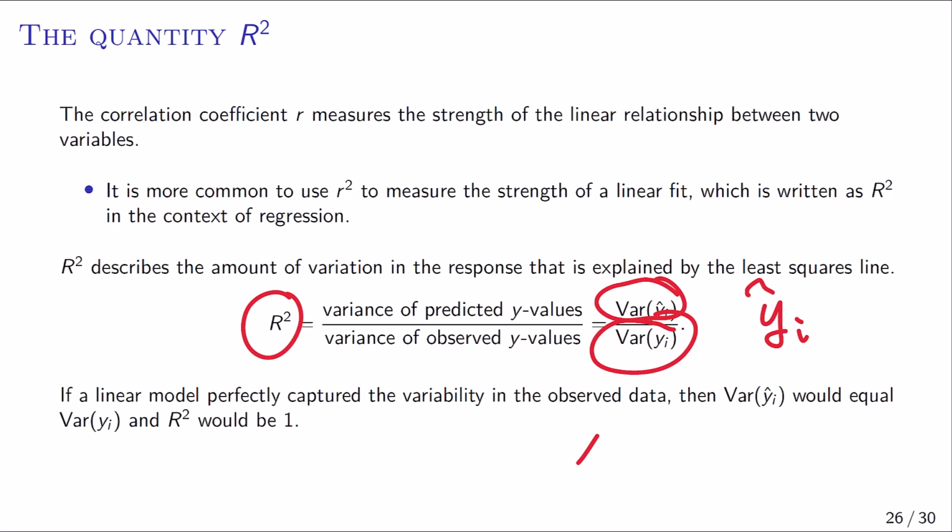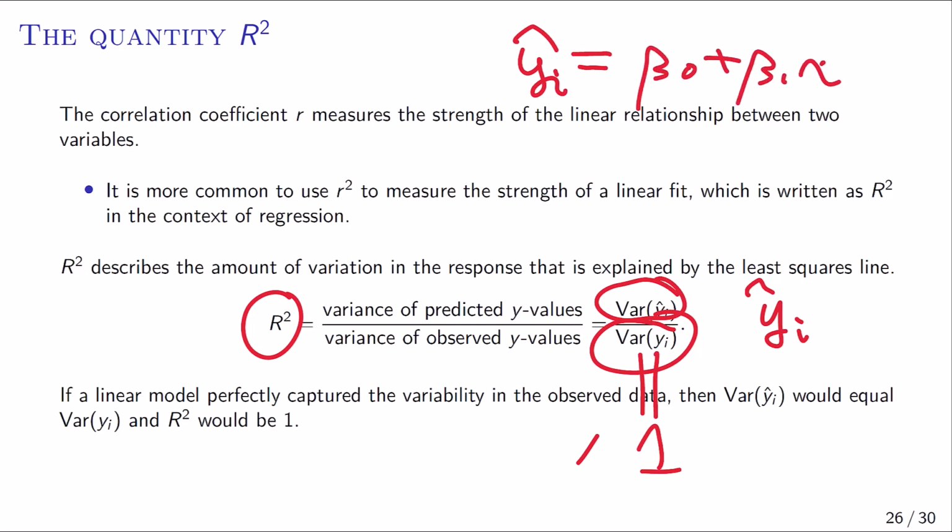If this ratio is 1, what does that mean? That means the variance of yi hat and the variance of yi are basically the same. That means everything in yi can be explained by yi hat. What is yi hat? Yi hat is exactly the simple linear regression on xi, right?